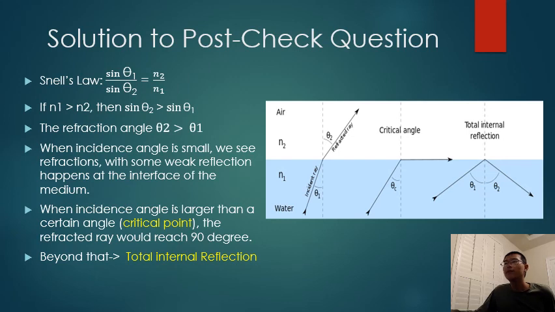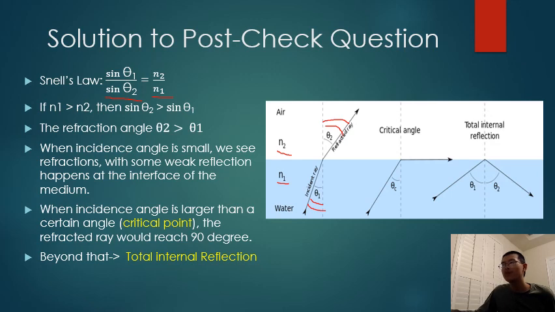Based on Snell's law, sine theta 1 divided by sine theta 2 equals n2 divided by n1. We know that n1 is larger than n2, so sine theta 2 must be larger than sine theta 1. The refraction angle theta 2 is larger than the incidence angle theta 1.